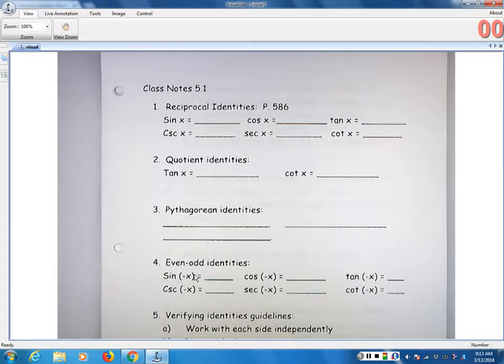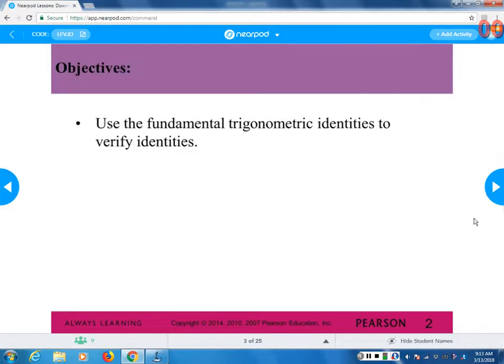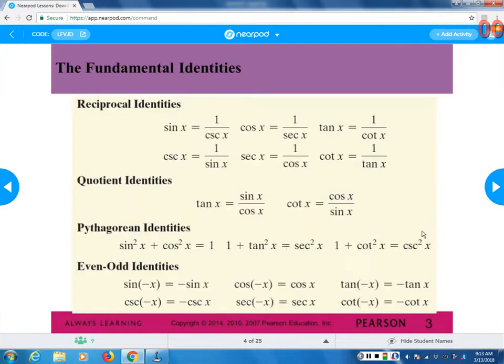Okay, so this stuff, maybe I'll let you just, you should have these memorized. These were the reciprocal identities. You know, the quotient identities.